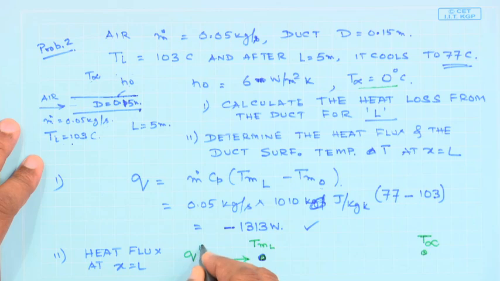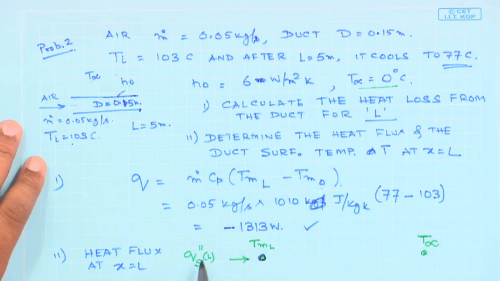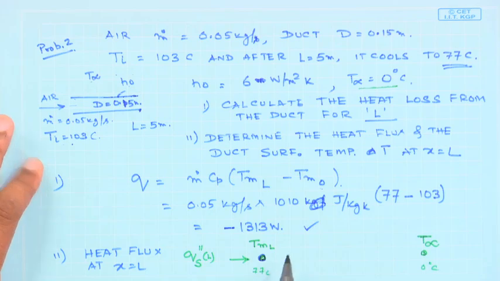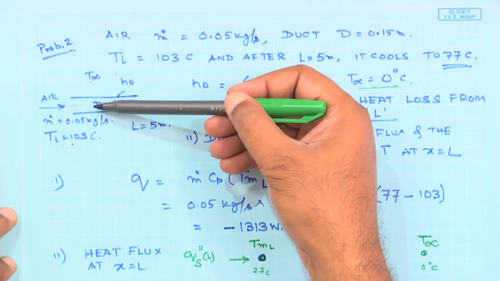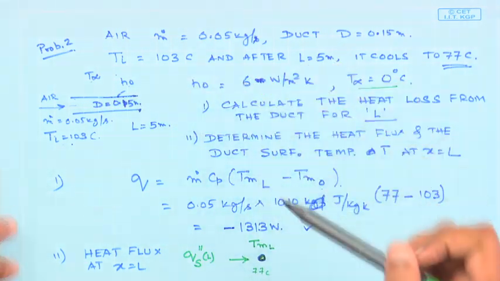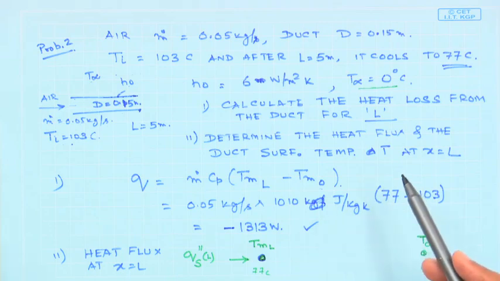The heat flux therefore simply is Q double prime S at a location L. The double prime denotes the flux at x equals L, and it travels from a higher potential to a lower thermal potential. This T m at L is 77 degree and this T infinity is 0 degree centigrade. In order to go from 77 to outside, it encounters 3 resistances.